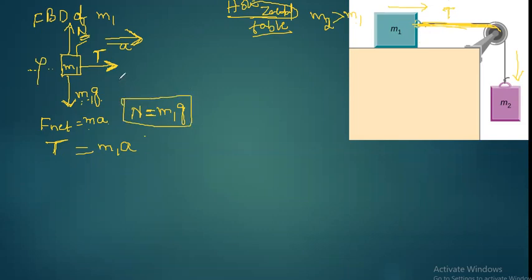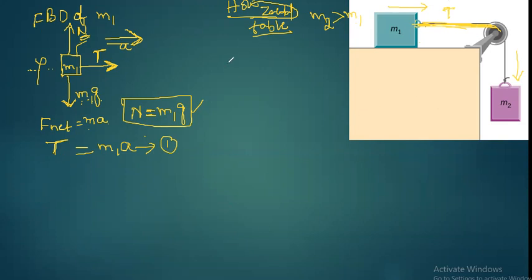Because the body is moving in horizontal, what about the vertical? Sometimes they may ask, what is N? They will give this kind of question. Generally, students think the body is moving in the horizontal way, but what about the normal force? The normal force is the same as M1G. Got it? Yes, very good. So we got the first equation. Let us move to the second equation.